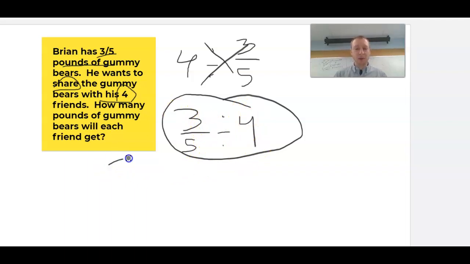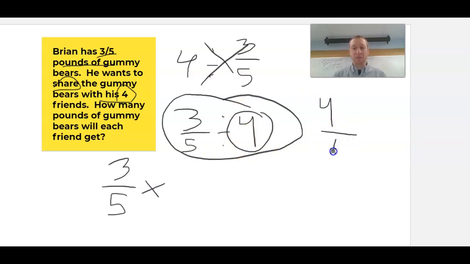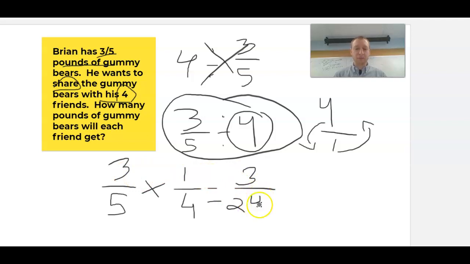How do we do this? Remember, first number stays the same, 3/5. Division becomes multiplication. Flip the second fraction. Now, 4 isn't a fraction, but we can make it a fraction by putting a 1 under it, right? And now we're going to flip it. So 4 over 1 becomes, you're right, 1 over 4. Now go ahead and multiply. 3 times 1 is 3. 5 times 4 is 20.